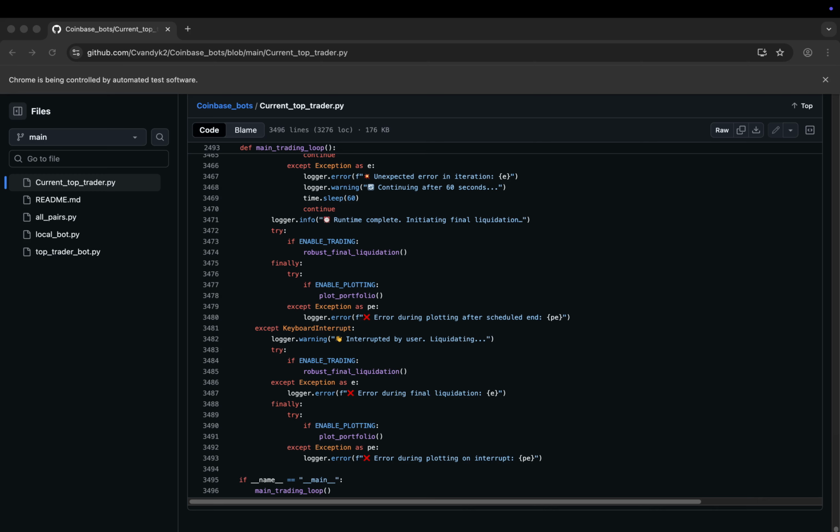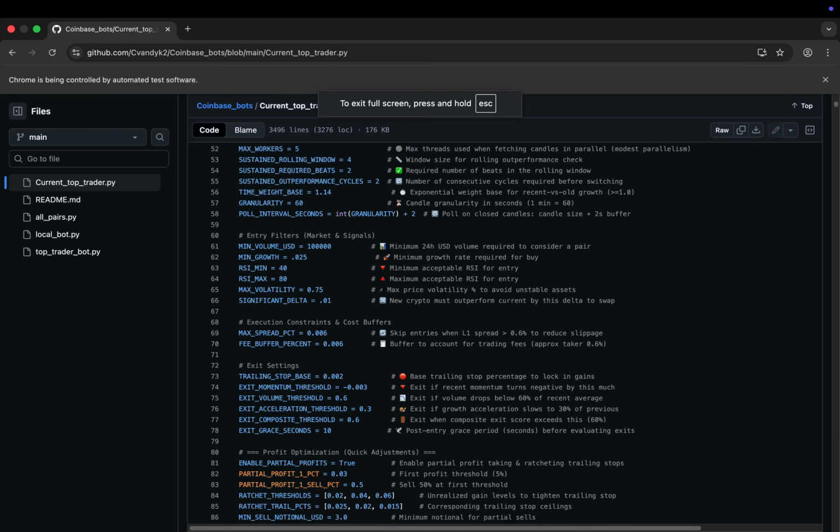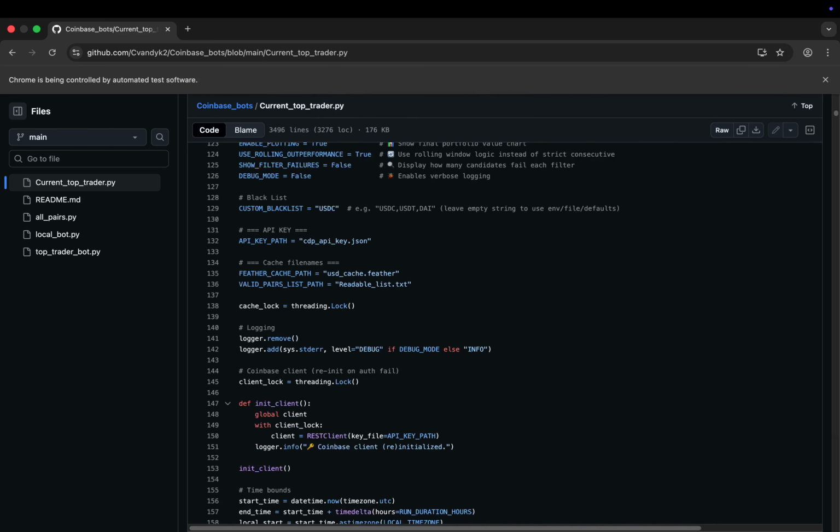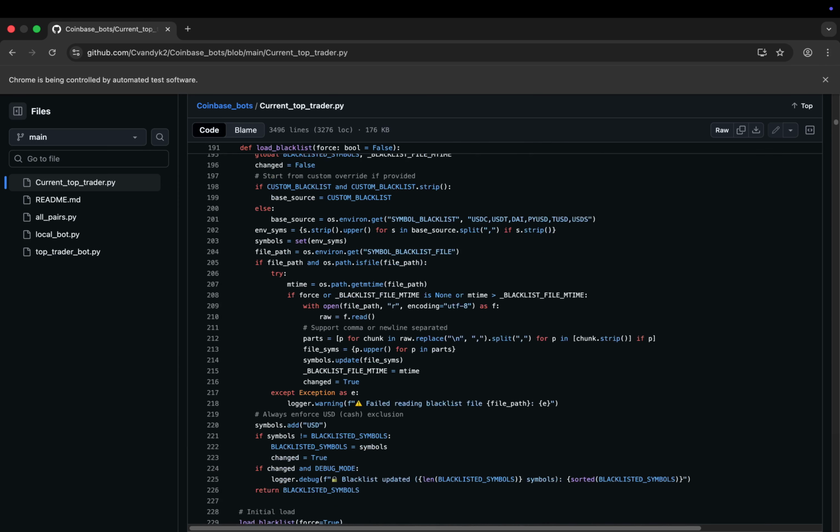The trading loop runs continuously until the configured runtime elapses or the user interrupts. On exit, the bot performs a final liquidation, selling any remaining crypto holdings to convert back into USD, minimizing overnight risk exposure. Throughout its operation, it respects API rate limits, manages concurrency when fetching data, and handles temporary errors gracefully with retries and logging. In summary, this bot implements a sophisticated momentum-based strategy that dynamically rotates capital into the strongest performing USD-paired cryptocurrencies on Coinbase Pro.